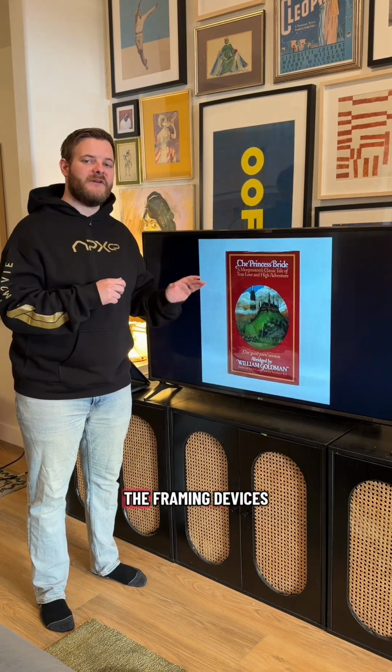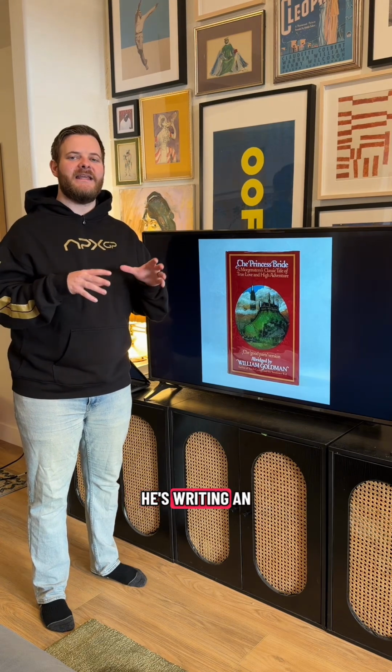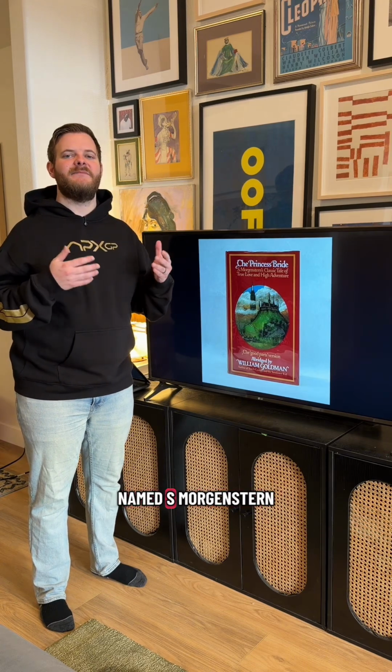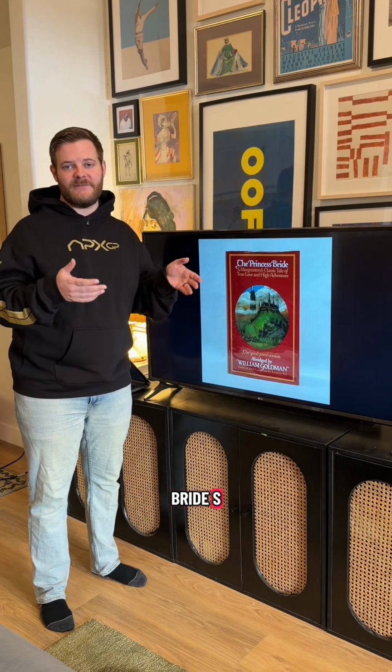In the book, the framing device is that William Goldman isn't actually the author of The Princess Bride. He's writing an abridgment of a much longer, more boring historical novel by someone named S. Morgenstern, which is why the whole title of the book is The Princess Bride, S. Morgenstern's classic tale of true love and high adventure, the good parts version, abridged by William Goldman.